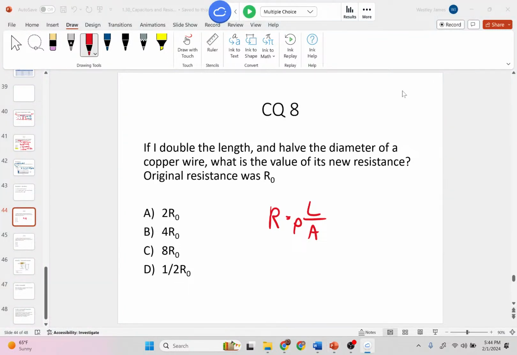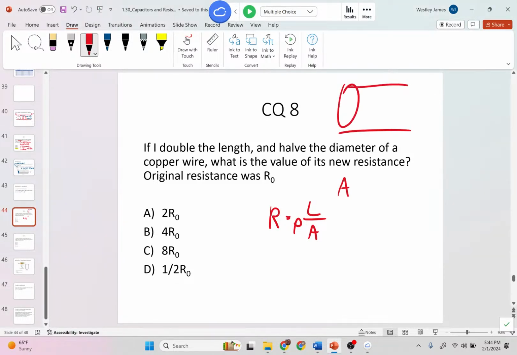All right, so if I double the length and half the diameter, here's where you had to realize something. Remember, this is a circular cross section. The area of a circle is pi r squared, which is pi times diameter over 2 squared. Honestly, if you half the diameter, you're halving the radius. That's going to happen, but just to make it so, if we plug this in.